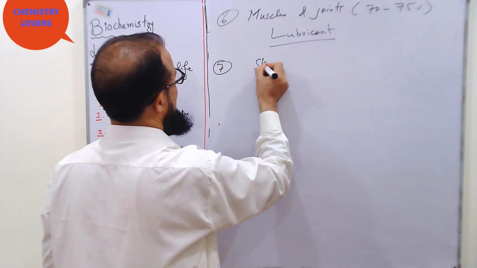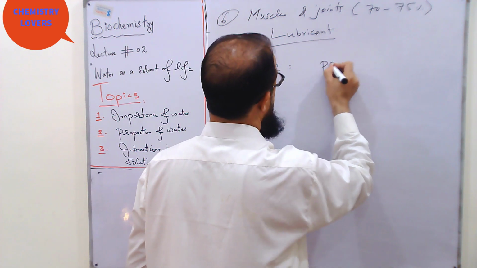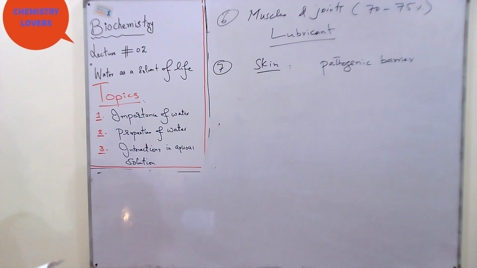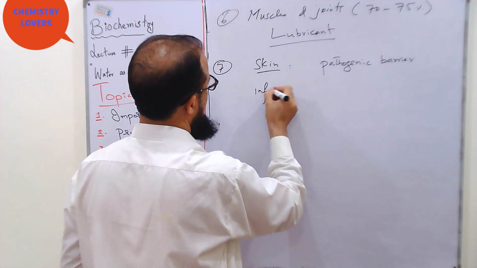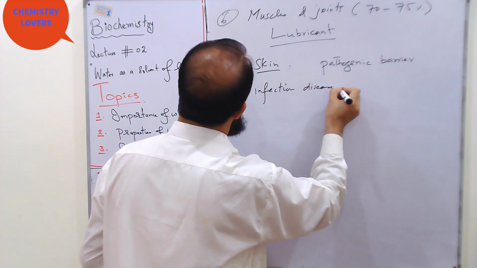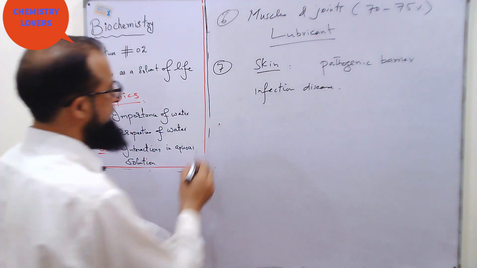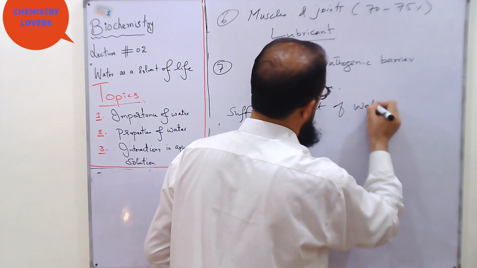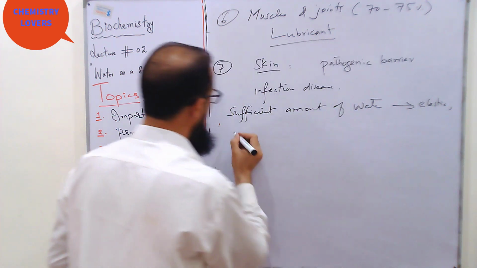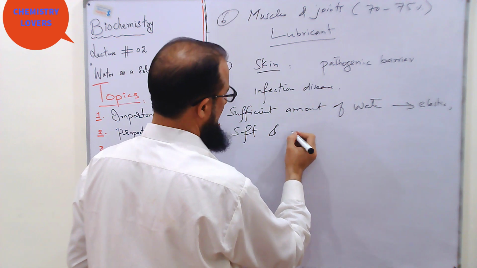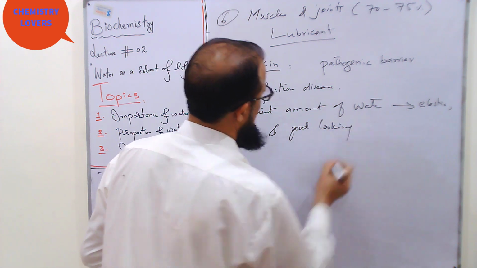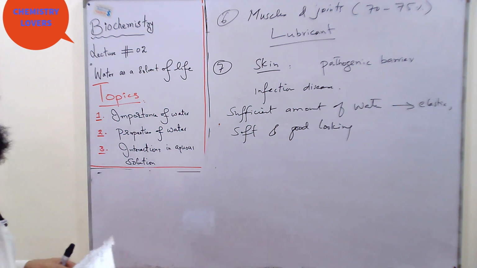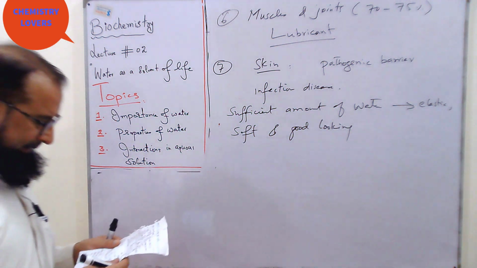Similarly, skin, which acts as a pathogenic barrier, and that pathogenic barrier protects us from different infections and diseases, and a sufficient amount of water can make the skin elastic, soft, and good looking. So the skin has a basic function to defend the body from pathogenic attacks.